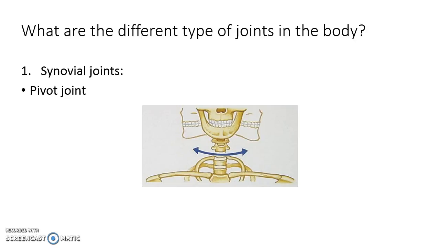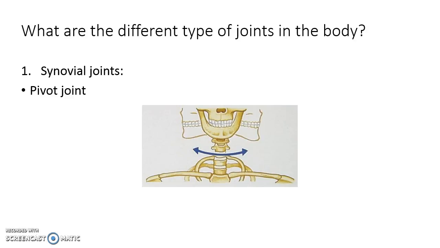What are the different types of joints in the body? There are 6 different types of joints in the body. The first of the synovial joints is the pivot joint. Pivot joints allow bones to rotate around a pivot point. A cylinder-shaped bone rotates inside another bone or ligament that forms a ring around it.